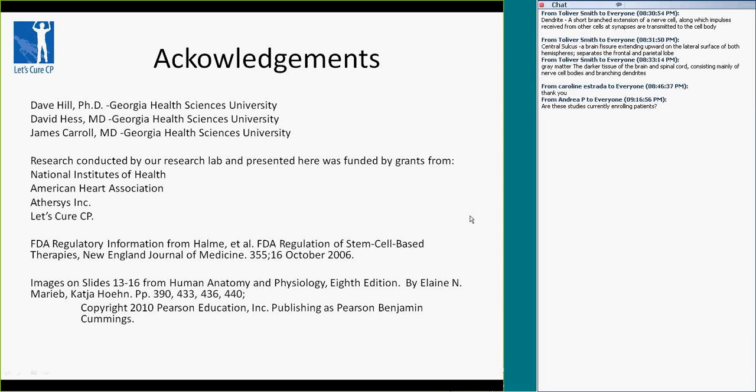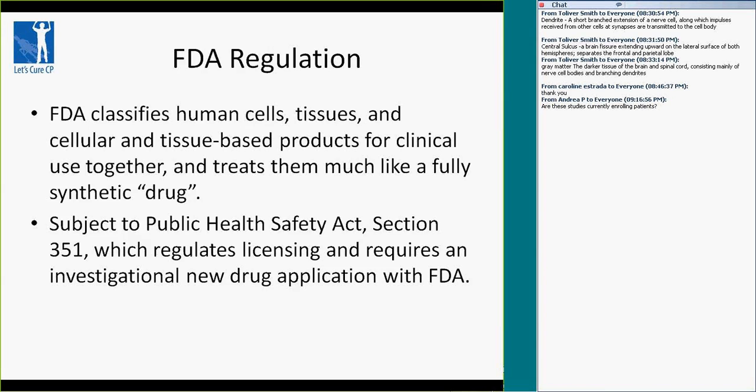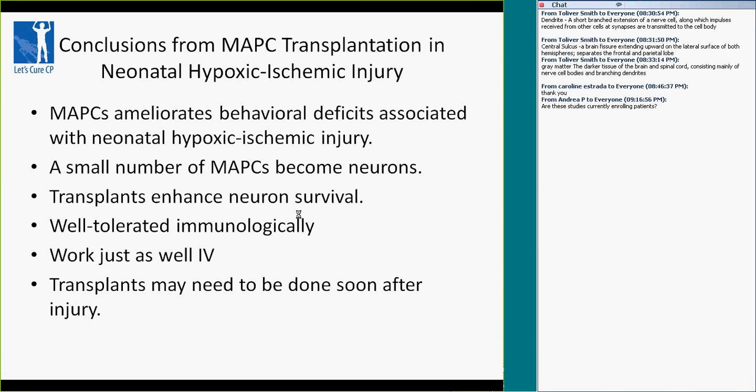Now, I'd like Cliff to just address something that was in one of the slides. He mentioned that, here, I'm going to see if I can go back to it. Transplants may need to be done sooner after an injury with the MAPC. Cliff, can you kind of address that in relation to what I was just talking about?